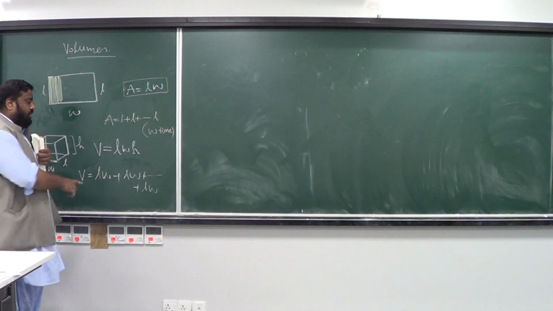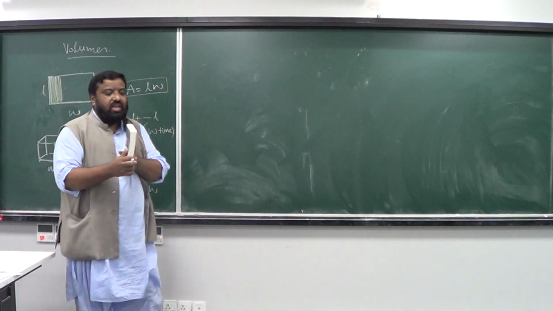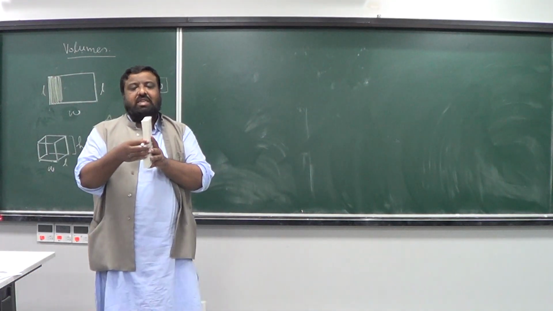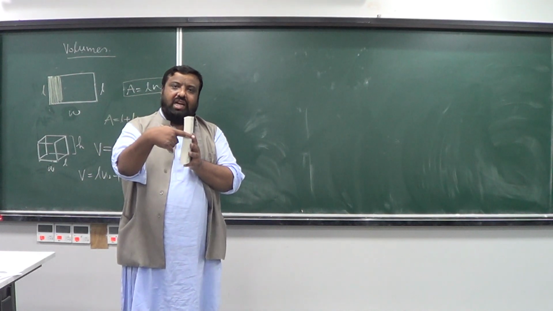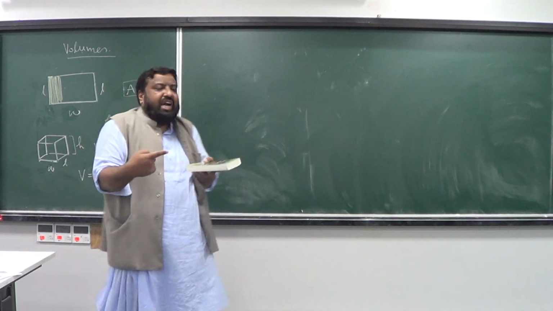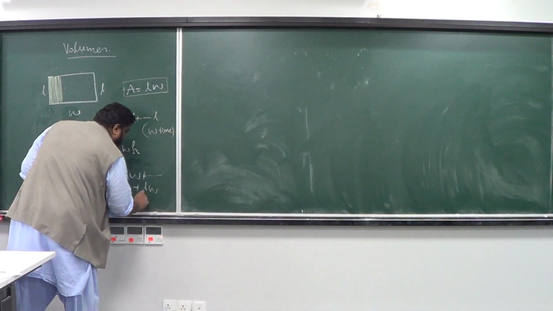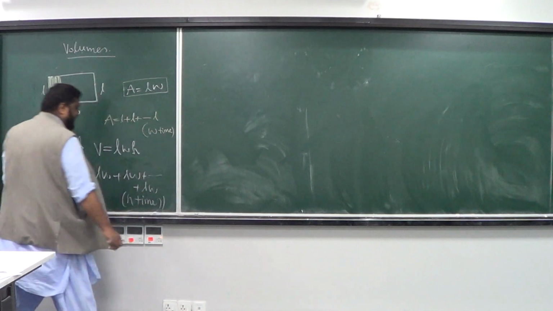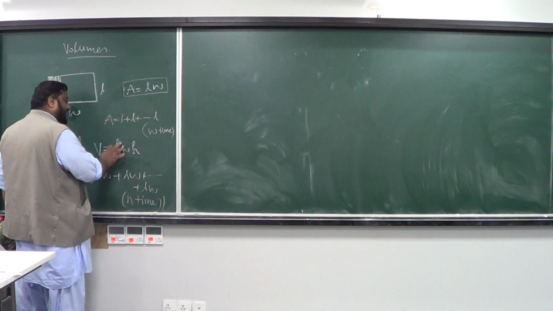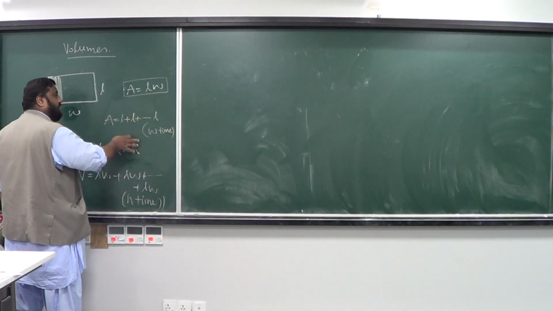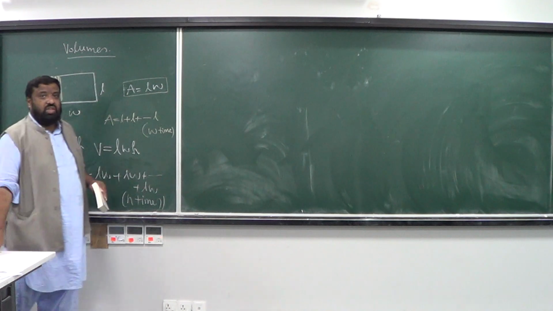But how many times do you have to add it? You have to add it as many times as the height of this book. In other words, you need to add this sum h times. So what are you going to get? The net sum is going to be length multiplied by width multiplied by height. So this is going to give you the volume.